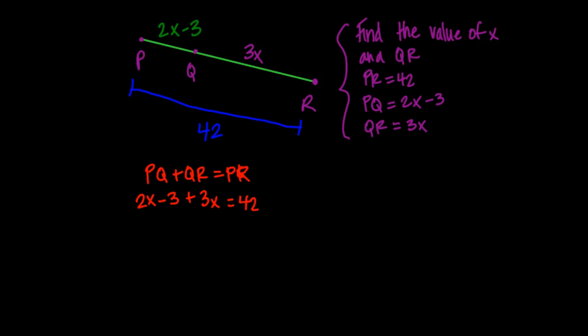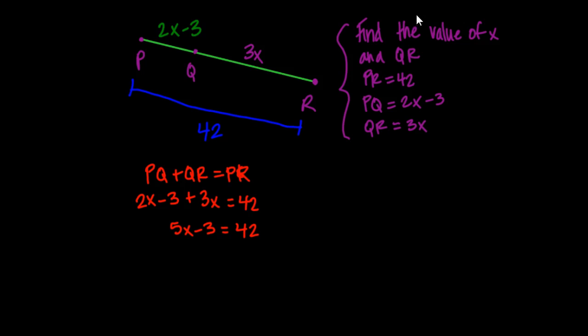All right, now we get to solve this equation, right? So this is a little bit of review of our review. So 3x, combining like terms, 3x and 2x is 5x minus 3 equals 42. And then two steps to solve, we're going to add 3 and then divide by 5.